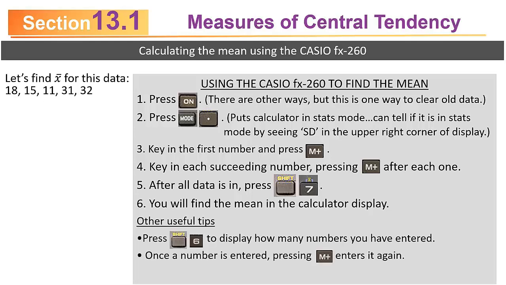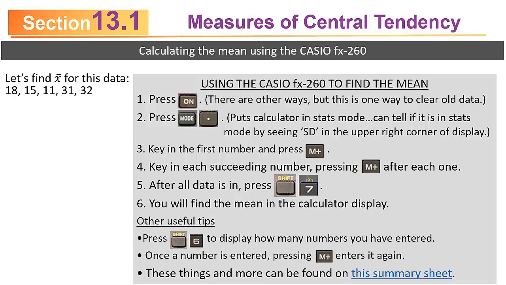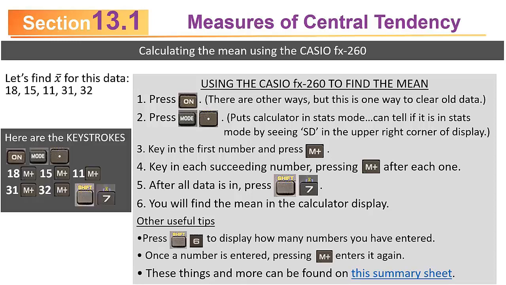Just throw these useful tips up here again, same ones I mentioned earlier. But let's see what you get. The keystrokes for that problem would be ON, it clears the old data, mode, period, puts it in stats mode, 18 M+, 15 M+, 11 M+, 31 M+, 32 M+, that enters the data, and then Shift 7 gives you the mean, which turns out to be 21.4.